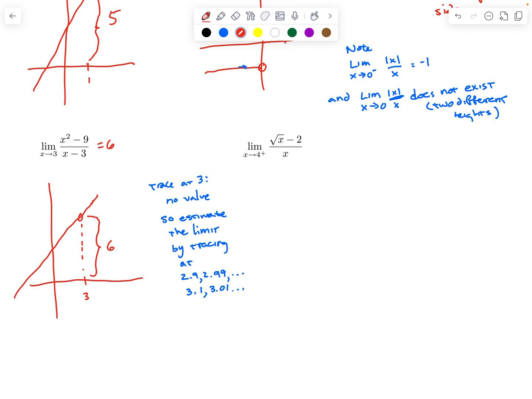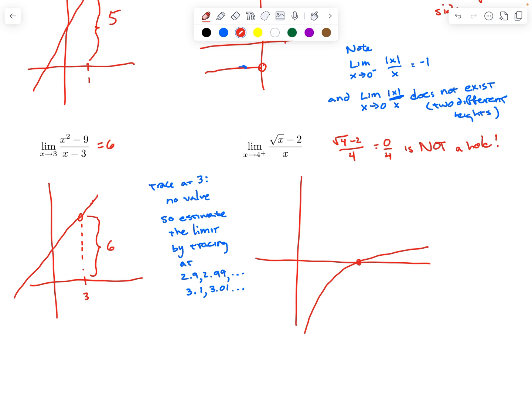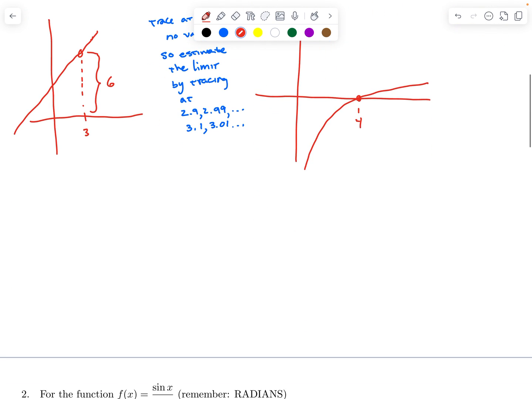Next one. This one's a fake you out because you have 0 on the top. Zero on the top is not a hole. Zero on the top is an x-intercept. Now, it flattens out a lot more than that, so it's hard to tell that it's the x-intercept at 4. But this 0 is the height. So just remind yourself.